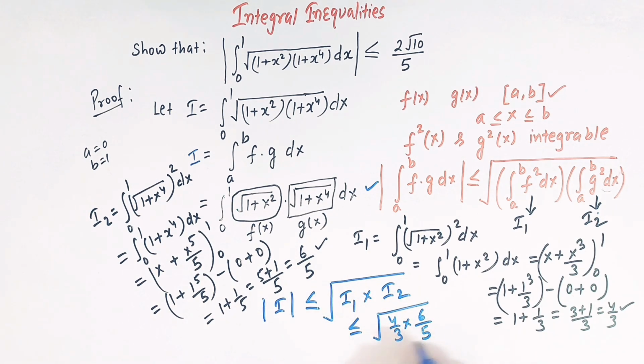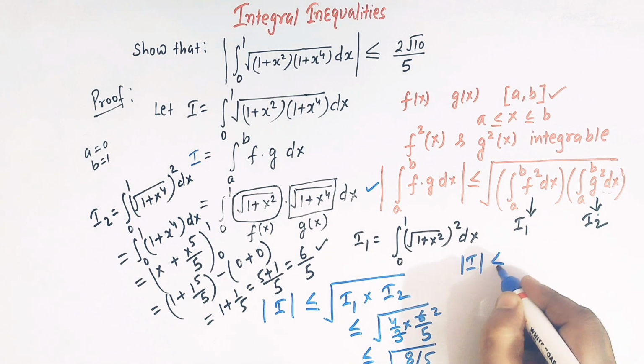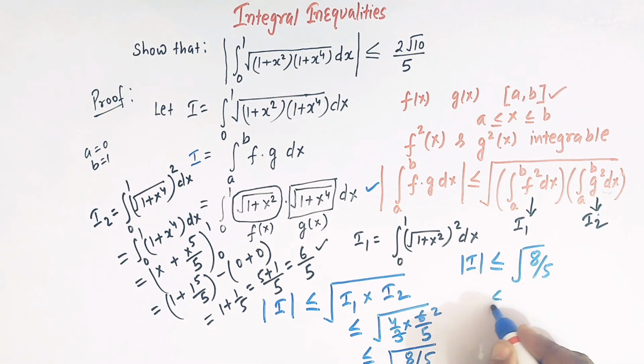Right, so now we can simplify this expression. So we have here the square root of 4 over 3 times 6 over 5, this is 3 2s are 6, this is 2 4s are 8, so the square root of 8 over 5. So now mod of I is less than or equal to the square root of 8 over 5. This can be written as 2 root 2.